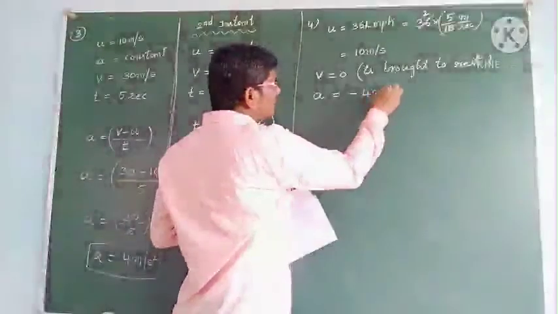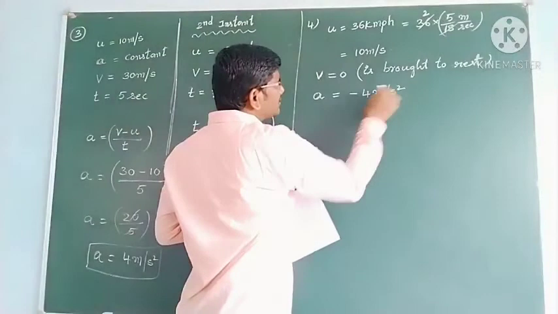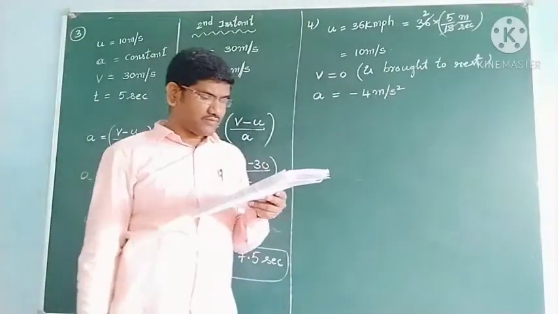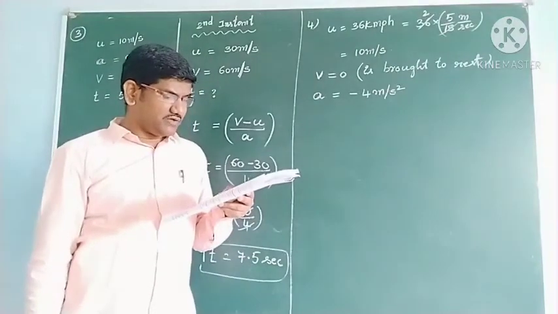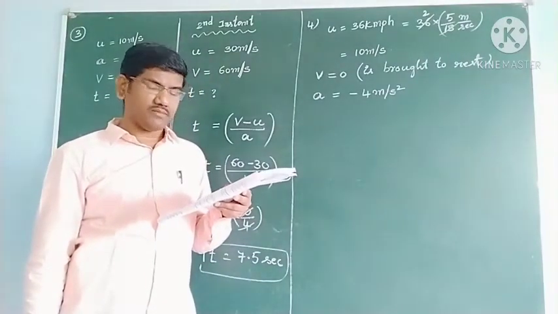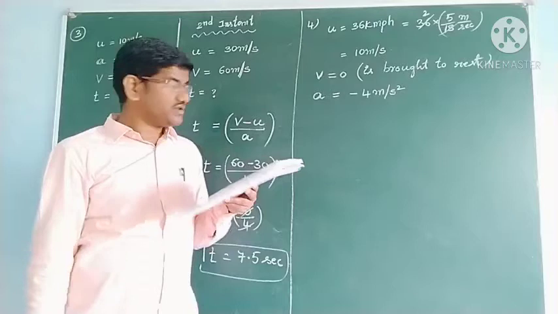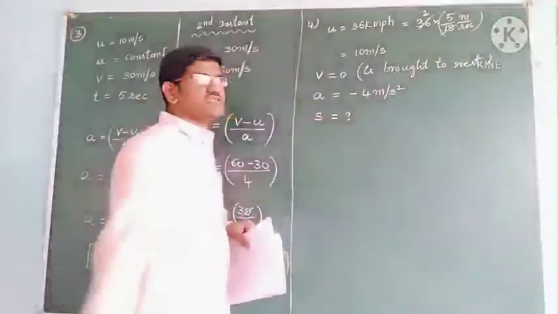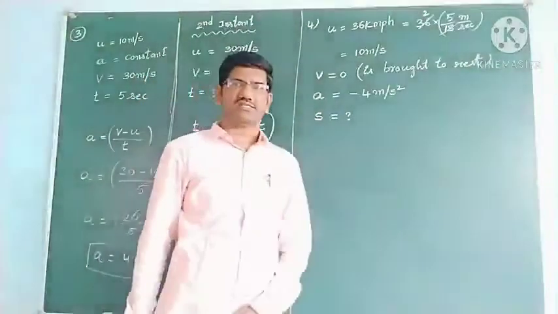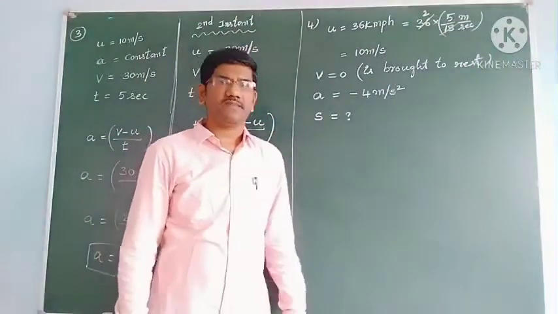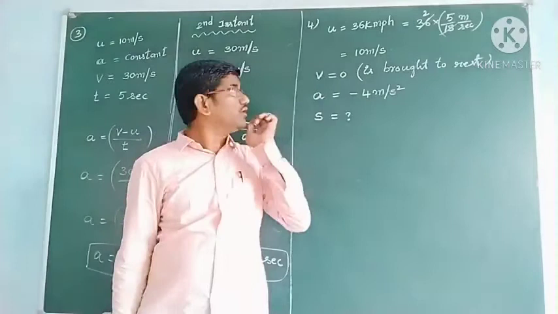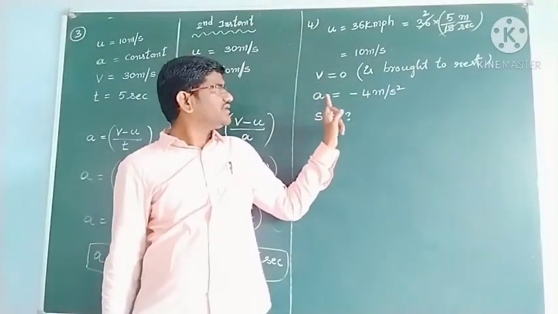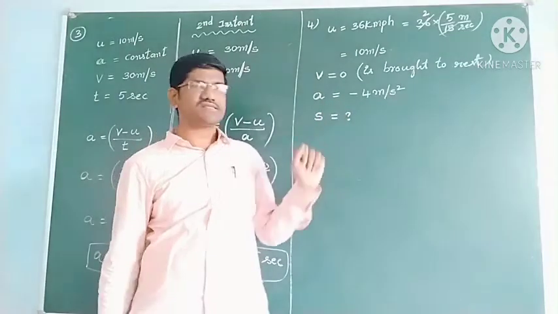So 4 meter per second square. So negative sign indicates retardation. It experiences a uniform retardation of 4 meter per second square before coming to rest. So then how much distance it travels they are asking. Okay students, we should find the distance. Okay children, see what is given. So initial velocity is given, final velocity is given, retardation is given, asking the distance.